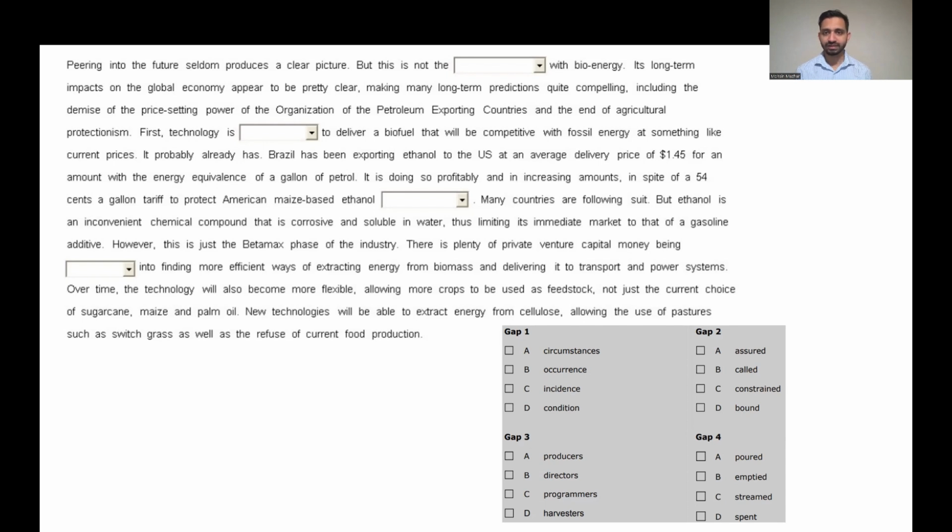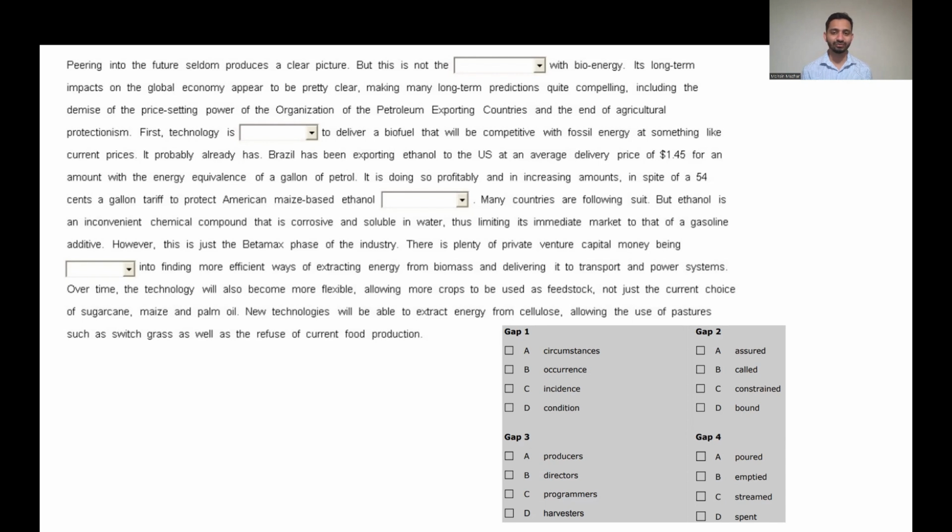Is doing so profitably in spite of 54 cents to protect American maize-based ethanol producers. Many countries are following suit. But ethanol is an inconvenient chemical compound that is corrosive and soluble in water, thus limiting its immediate market to that of a gasoline additive. However, this is just a Betamax phase of the industry.